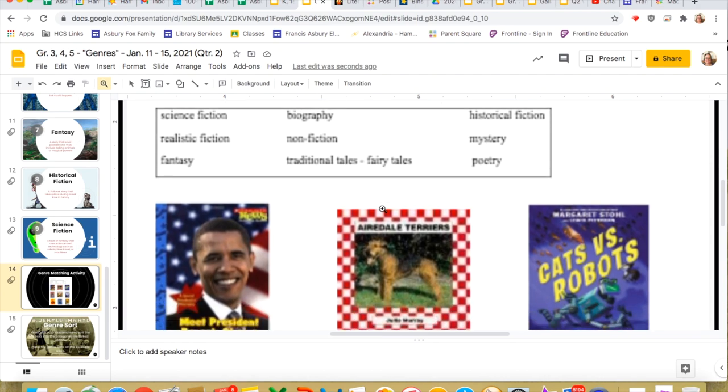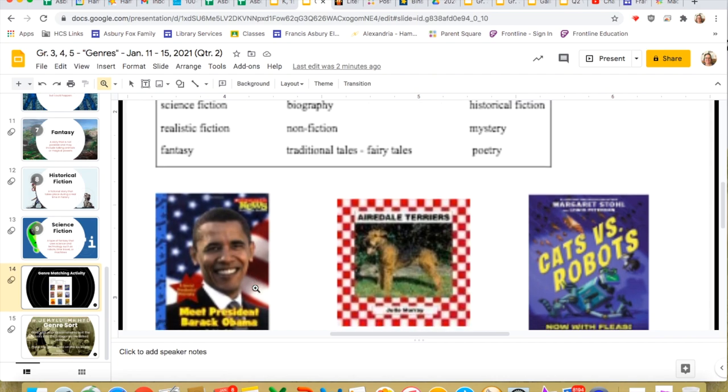Okay, so look, our choices are science fiction, realistic fiction, fantasy, biography, nonfiction, traditional tales or fairy tales, historical fiction, mystery, and poetry. So those are all the main genres that we just talked about. So let's go through each book and see which genre would match the book. Okay, our first one is Meet President Barack Obama. So we know right off that this is a nonfiction book.